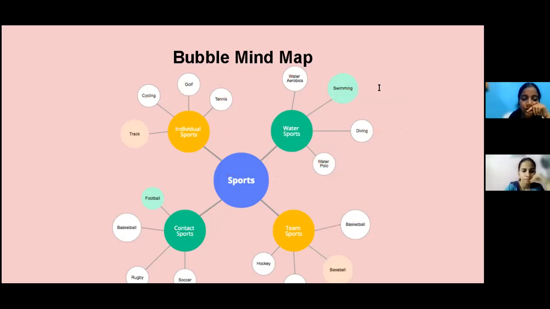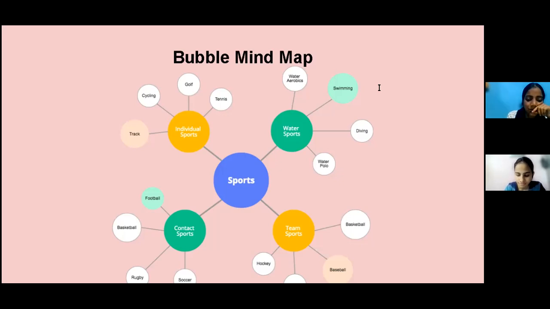So we'll just wait for Ikra and Temina, both of them, and then we'll start. Now I think we have covered three maps. Only one map is remaining, the tree map, and we are done. So our training on mind maps will get over now.